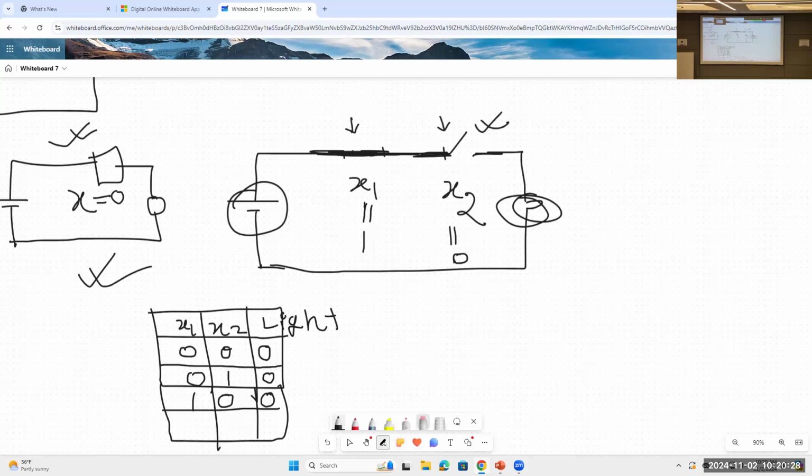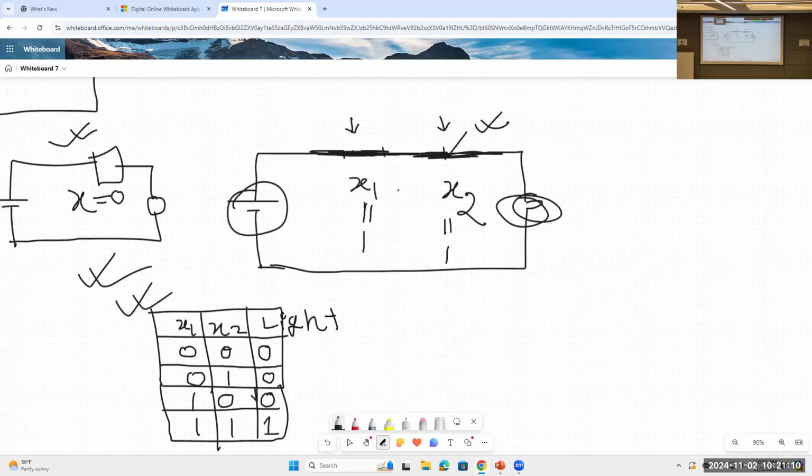And let's go to the final combination, where we will set x1 equal to 1 and x2 equal to 1 as well. So x1 is connected and x2 is also connected. In this case, will the light glow? Yes, because now there is a full connection between the power supply and the bulb. So let's write this combination 1 1, and as the light will glow, we will represent this as 1.